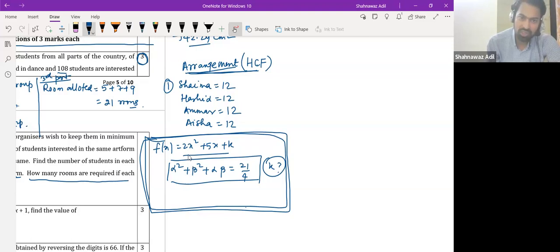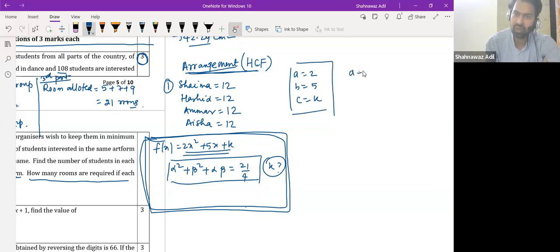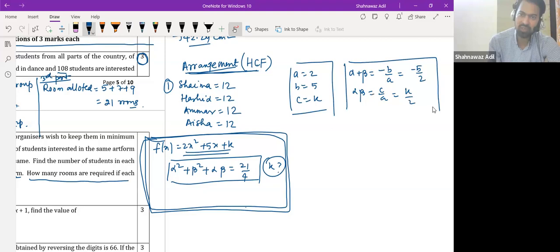Okay, so this is the question, right? A is 2, B is 5, and C is K. The only thing that we know is that alpha plus beta is minus B by A, and alpha into beta is C by A. So alpha plus beta is minus 5 by 2, and alpha into beta is K by 2. Right? This is the thing that we know. Right, everyone?